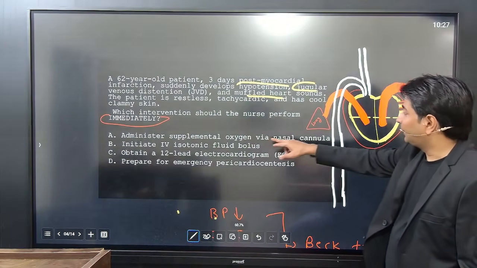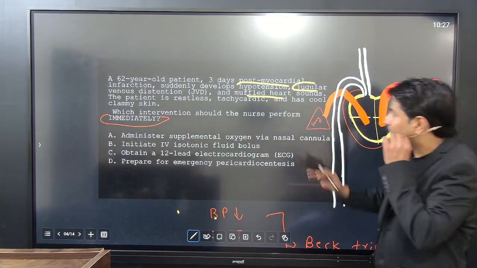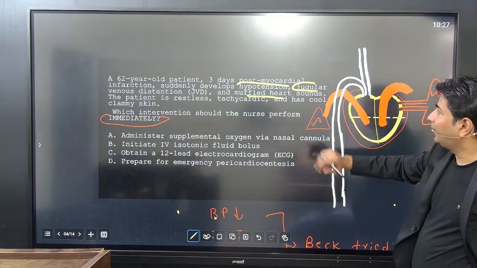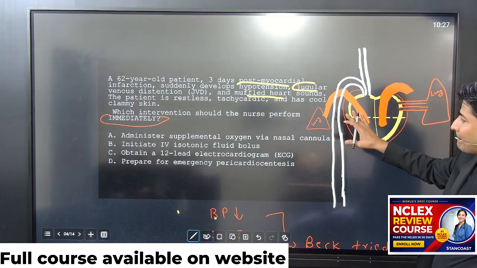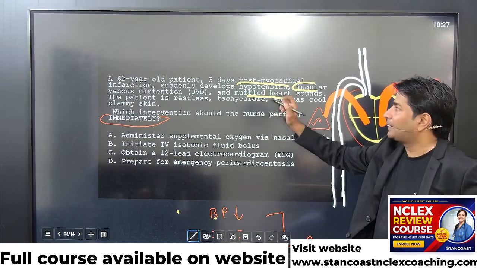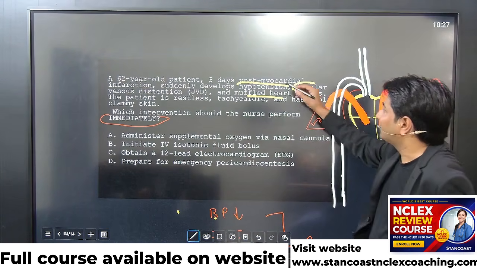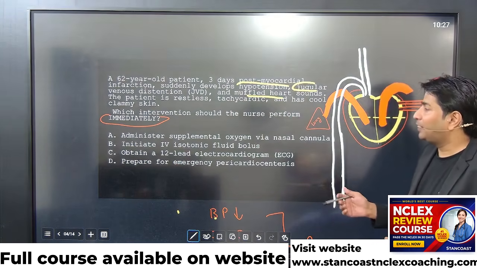So administer supplemental oxygen via nasal cannula. Now what will happen here is that the patient has hypotension and the patient has an MI, so in this case, what does the student think? That the patient has an MI, which means there's a lack of oxygen, and the patient has hypotension. Since there's hypotension, what should we do now?